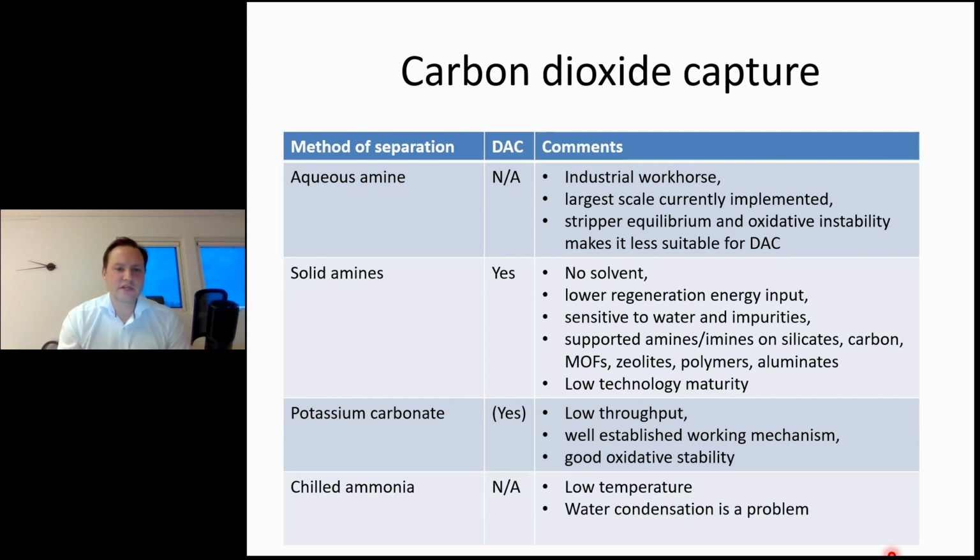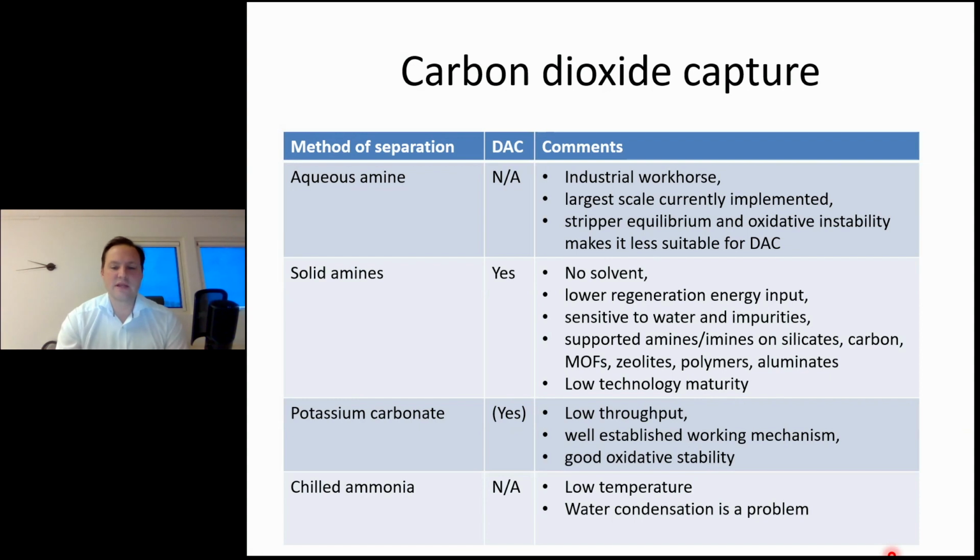We also find solid amines, so the second row, which are the same type of materials, but they are now supported on other types of solid materials, which means that you get away from the use of solvents. You need lower energy input because you don't have to heat the water solvent. It's unfortunately sensitive to water and other impurities. In this case, we see amines supported on silicates, carbon, and other solid materials. And it's technology that is on the rise. So it's something that is being developed, but it's in, I would say, TRL 6.7, where it's commercially demonstrated, but not fully commercialized.